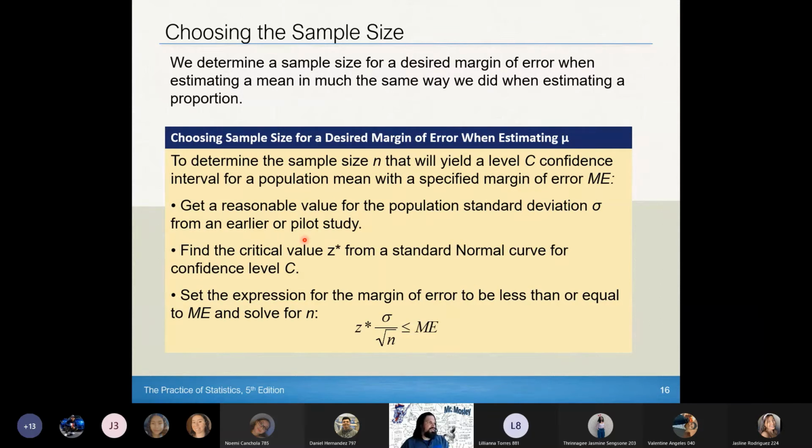We're done. All right, we need to find the critical value z star. This is not a typo. We're using z star again. From a standard normal curve for confidence level C, we set the expression for the margin of error to be less than or equal to the margin of error and solve for n. So same strategy as we used for proportions. We're now just using the margin of error portion of our interval calculation for a mean by using z star times sigma over square root of n, less than or equal to margin of error.